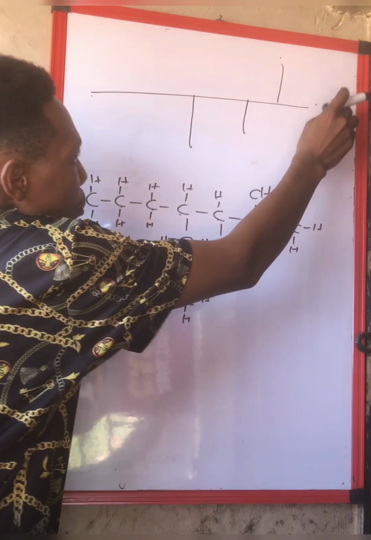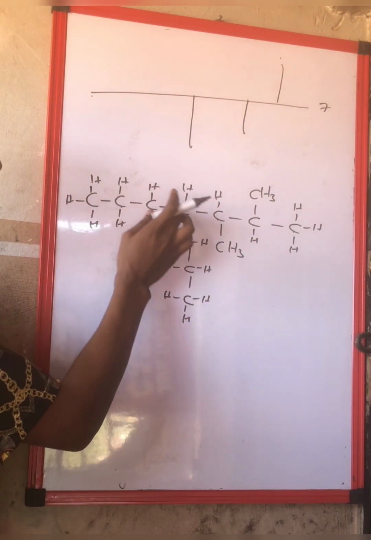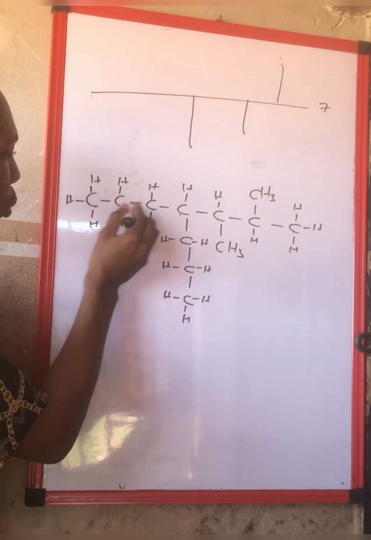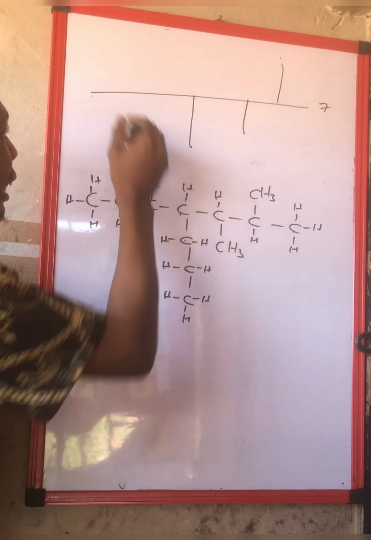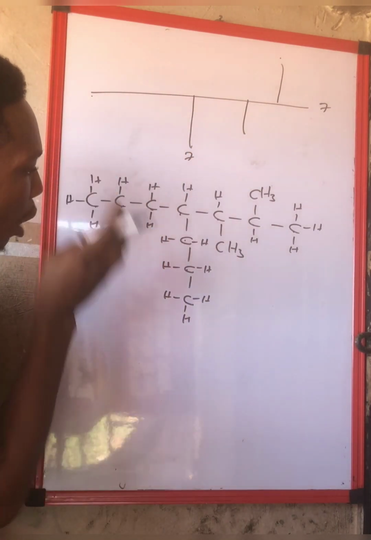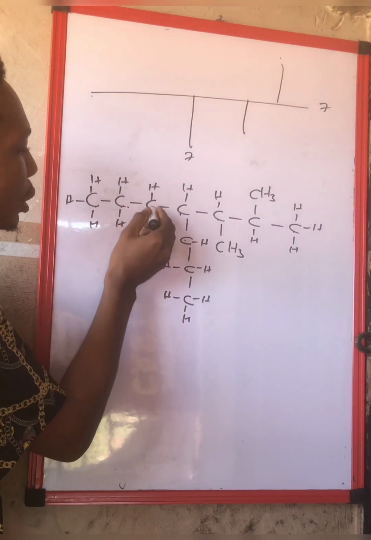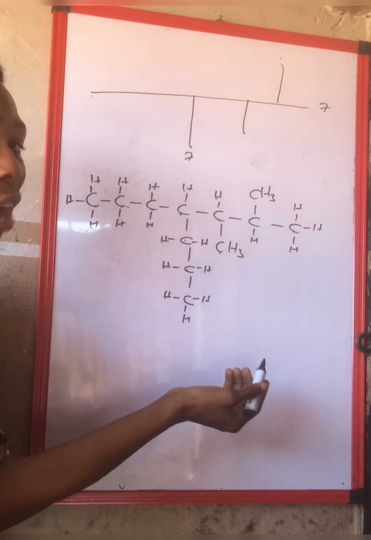Okay, now if I want to count, this is 1, 2, 3, 4, 5, 6, 7. Counting from here, I'm going to have 7. And I can also count like this, 1, 2, 3, 4, 5, 6, 7, is also how many? In counting like this, I also have 7. Then I can also count like this, 1, 2, 3, 4, 5, and 6. So 7 is higher than 6.